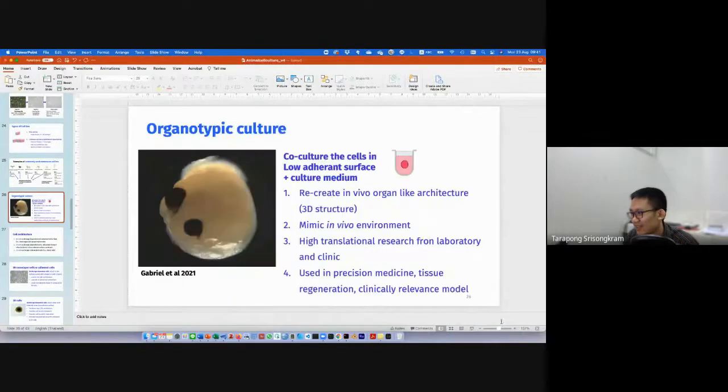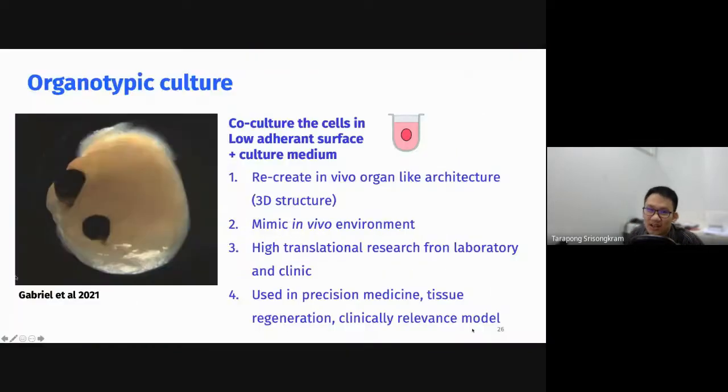Okay, so the last one is the organotypic culture. As I mentioned earlier, the organotypic culture is called the organoid. This culture has been created by the co-culture of two or more different cell types in a low adherent surface. With this surface, the cells will not attach to the glass. They will grow and attach to themselves, just like the in vivo system.